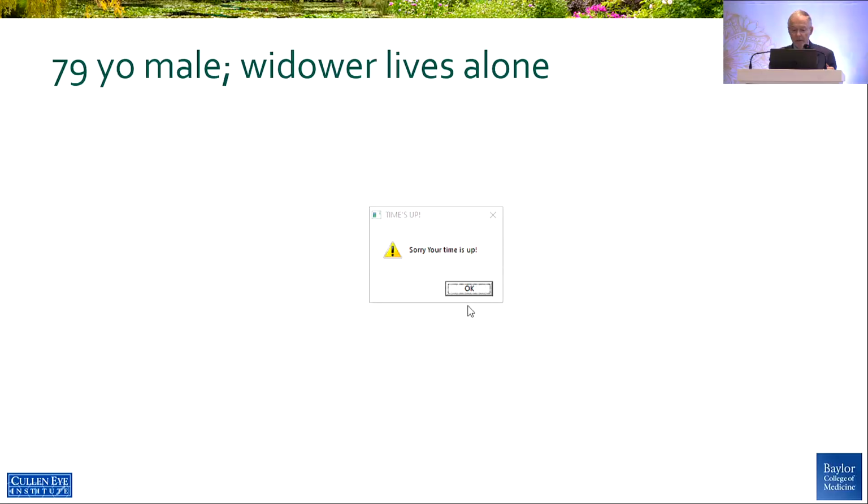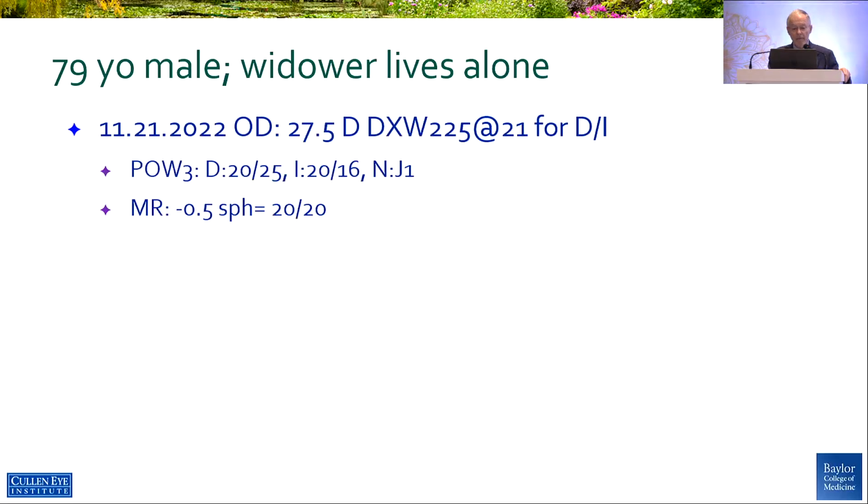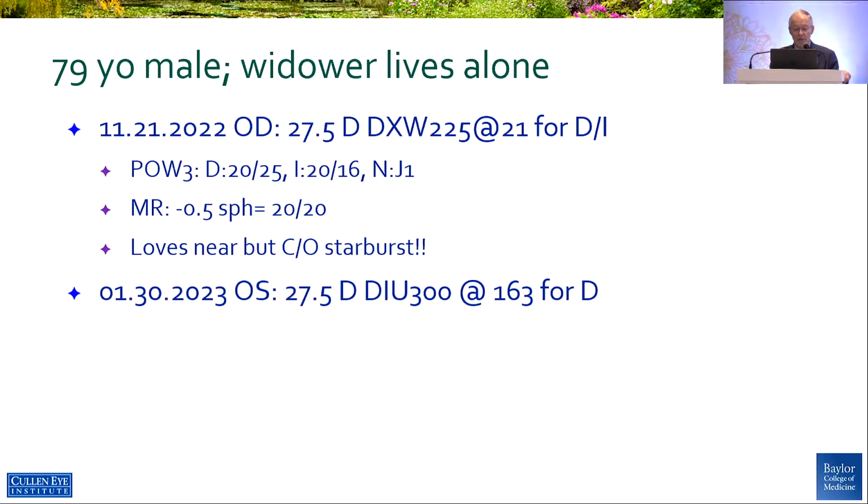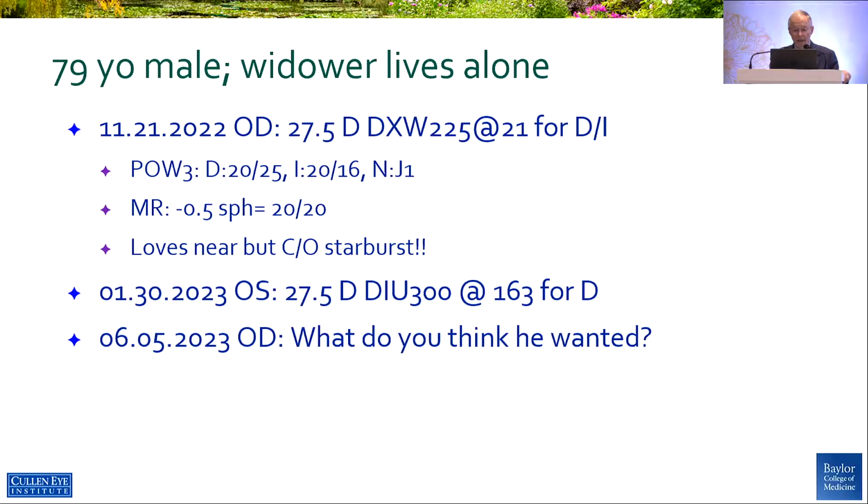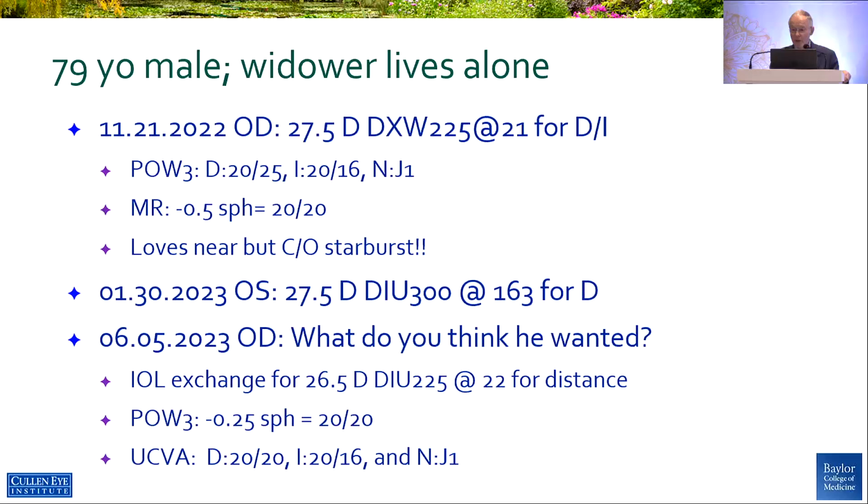Okay, so we'll have just a little bit to go. So here's a patient of mine, 79 years old. He's a widower. He lives alone. He got a Symphony lens. He was doing very well. He loved it, but he complained of starburst. So I put a monofocal in the other eye, and he came back 6 months later, and what do you think he wanted? He wanted an exchange, which I did, and he was happy with a monofocal.